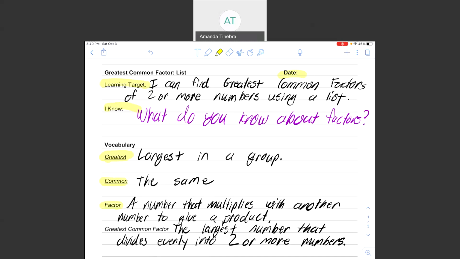Factor, that was a vocabulary word for our last video, but we're going to write it down again anyway because it's a really important word for this unit. A factor is a number that multiplies with another number to give a product. And then finally, greatest common factor is the largest number that divides evenly into 2 or more numbers. So at this point, please pause the video and make sure you get caught up in everything and restart when you're ready to go.